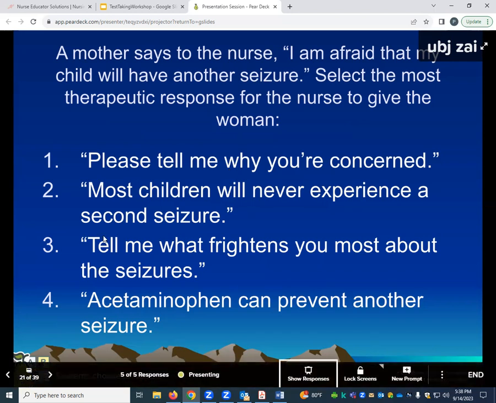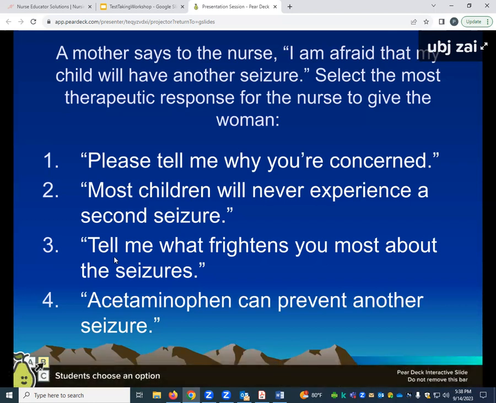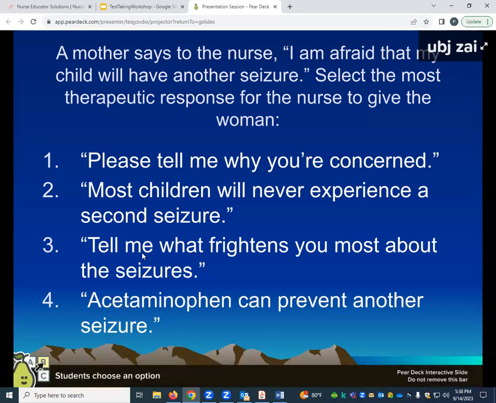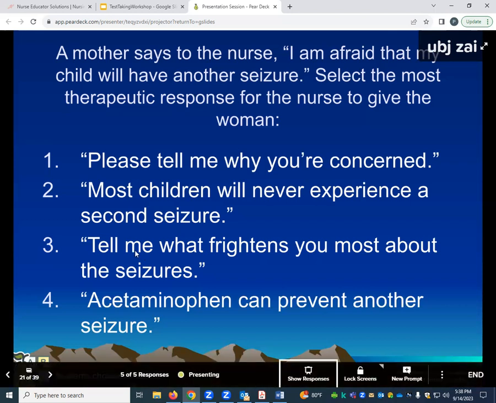But if you ask them, tell me more. Tell me what frightens you about the seizures. She's afraid, so you're validating her fear and saying, what is it exactly that you're afraid of? And that way you can now identify what the problem is and address those fears. But avoid the word why when you're answering an NCLEX question.